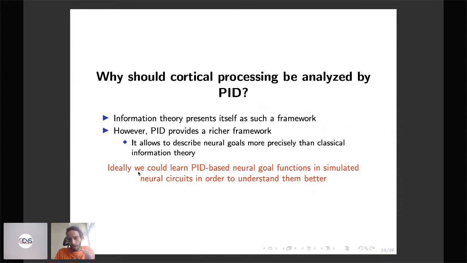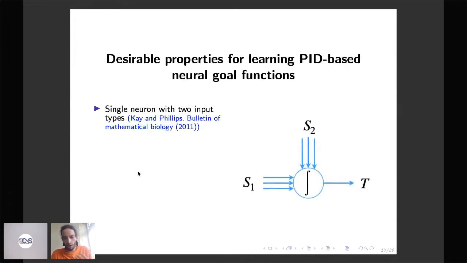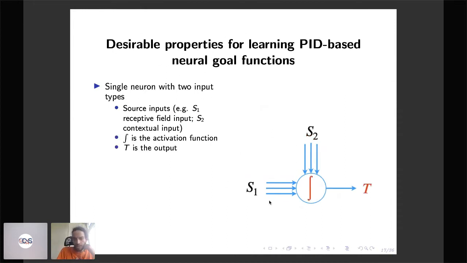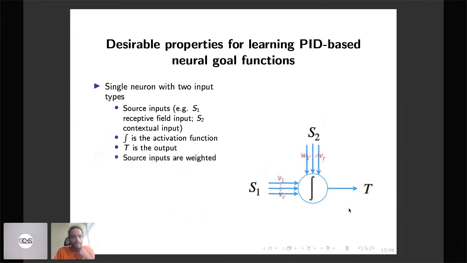To make the idea more intuitive, and a little more on the ground and not very abstract, let's take this example which Kay and Phillips had in their work. We have a neuron which is receiving two types of inputs. You can think of S1 as the receptive input, a feed-forward input, and S2 as a contextual input. As Thomas said, it's like the feedback coming from higher layers down. This is the activation function, and this is the output T, the feed-forward output to the higher layers again, and the sources here are weighted. So we have a vector of inputs coming in as receptive and a vector as contextual.